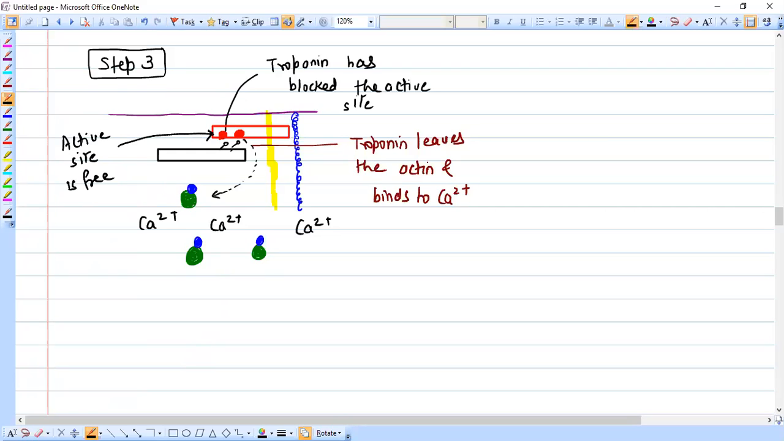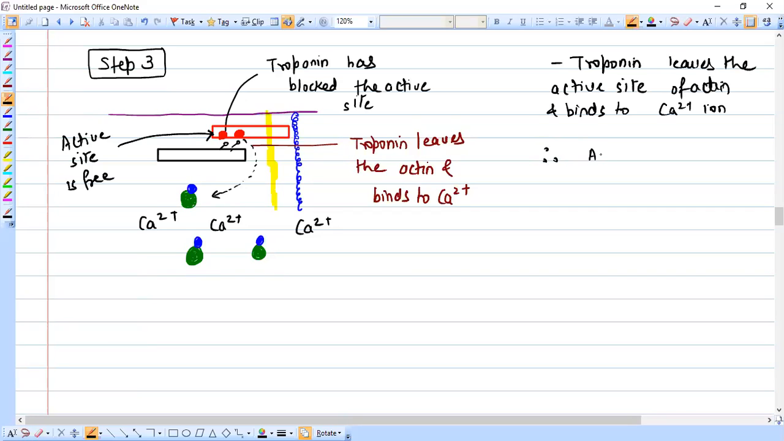So what we need to understand here is that troponin leaves the active site of actin and binds to calcium ion.